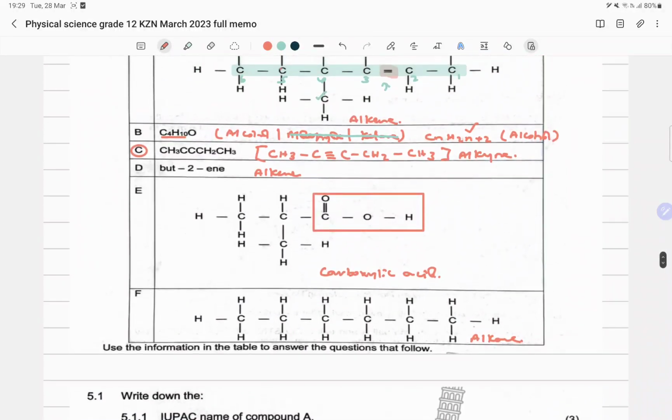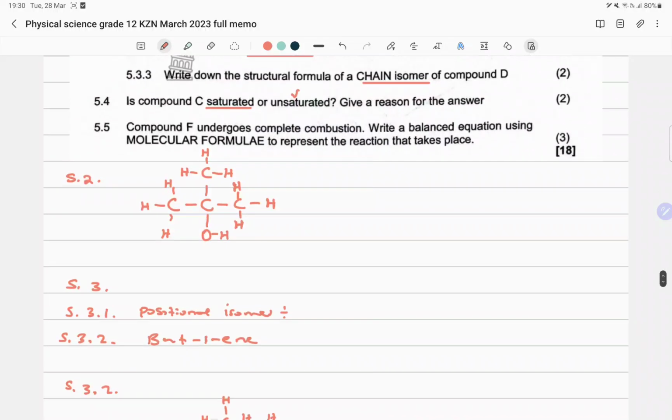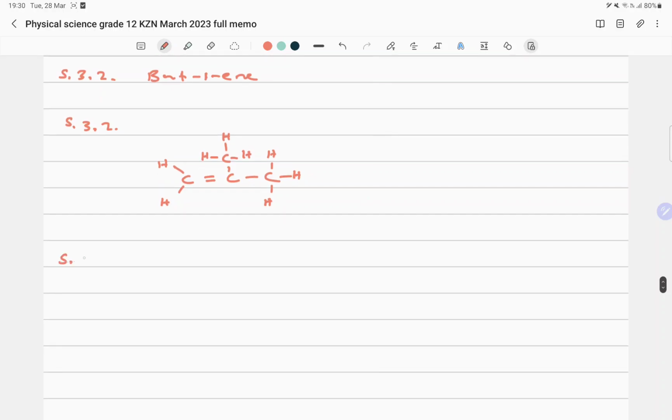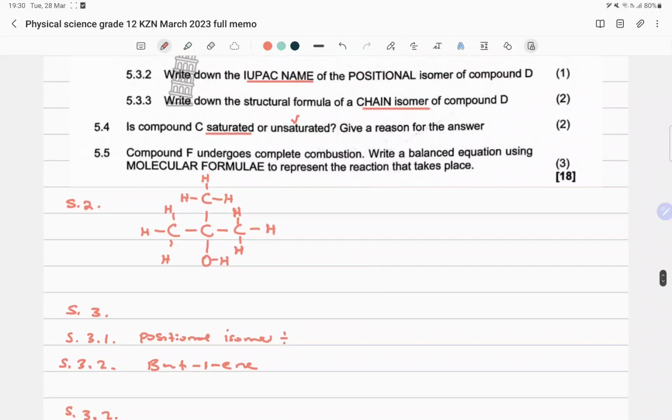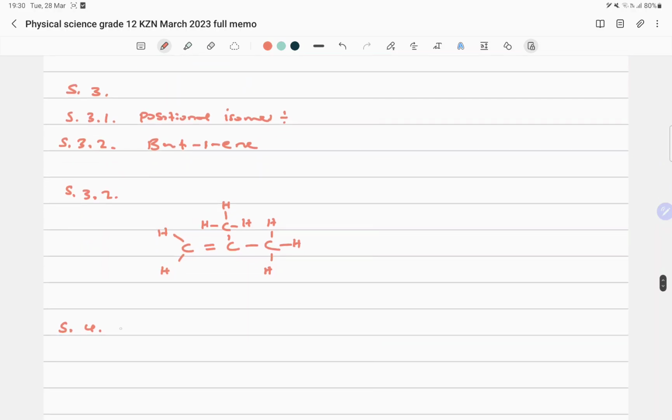Let's look at C. Where is C? C is definitely unsaturated. It's an alkyne. So 5.4, we know that this is unsaturated. The reason is there is a triple bond between two consecutive carbons in the chain.